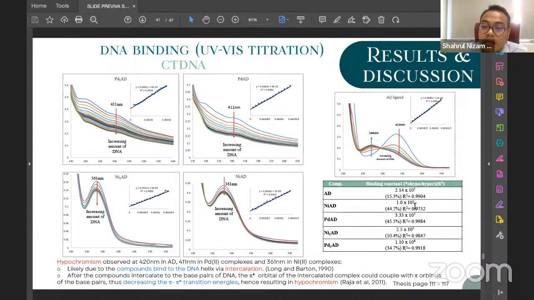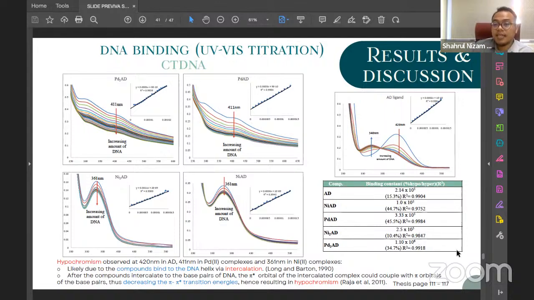So from this UV titration, we can actually calculate the DNA binding constant. For example, for AD, you see this table? Boleh nampak ya? For AD, the binding constant is 2.14 x 10 to the power of 5. And then nickel is a bit lower, 1 x 10 to the power of 5. PD 3.3 x 10 to the power of 5, slightly higher. Nickel AD 2.5 x 10 to the power of 5. PD2AD 1.1 x 10 to the power of 6.